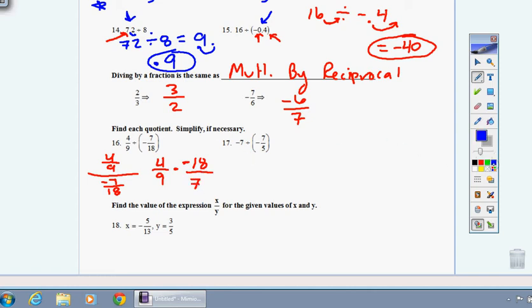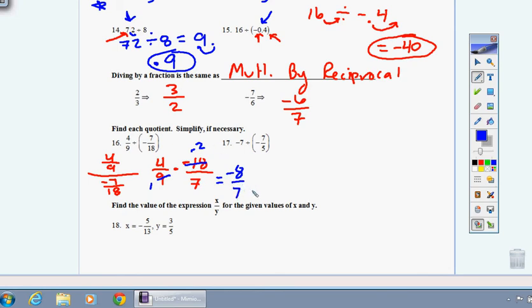So now we can do what we did on the first page and reduce this. I can't reduce 4/9 at all, or 18/7, but I can cross-reduce, because negative 18 divided by 9 is negative 2, and 9 divided by 9 is 1, so I can reduce it like that. So when I multiply across, I get 4 times negative 2 is negative 8, and 1 times 7 is 7.